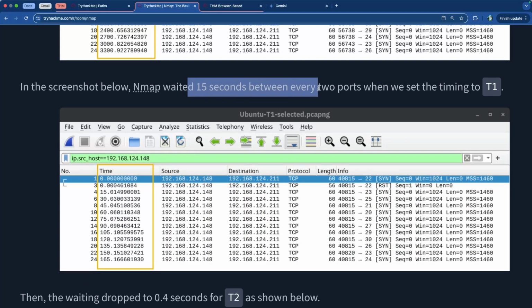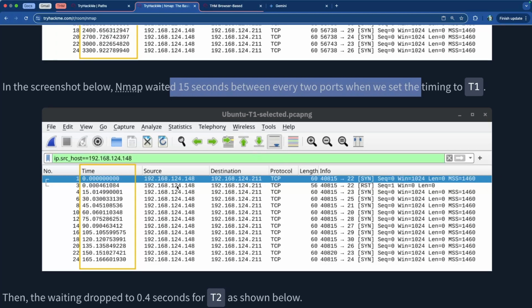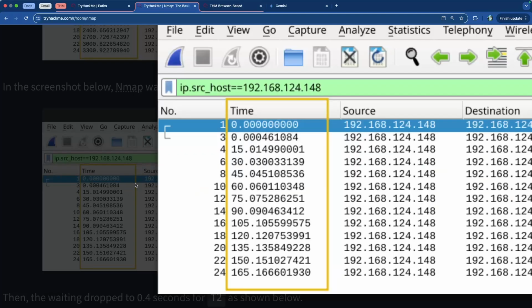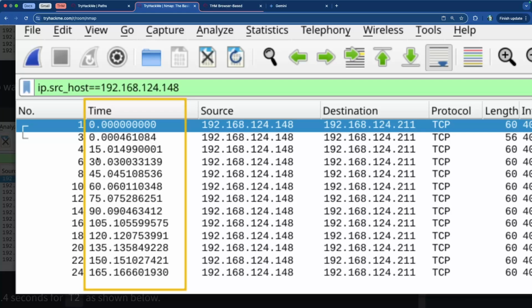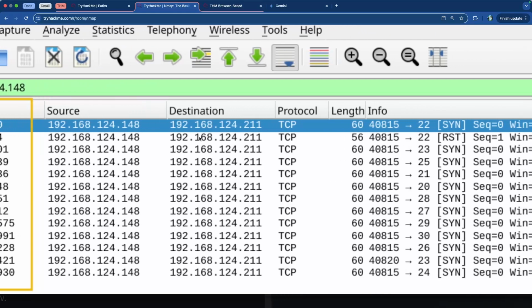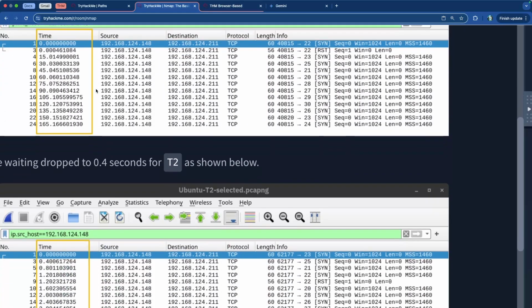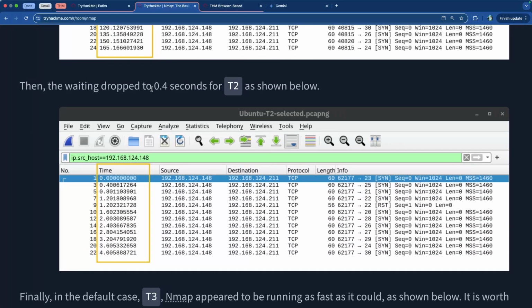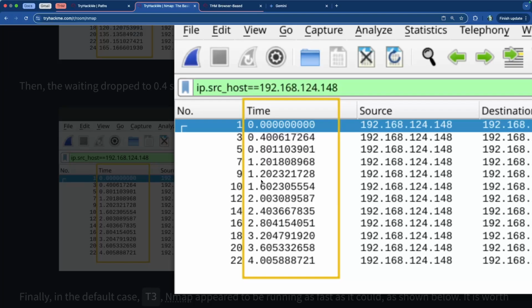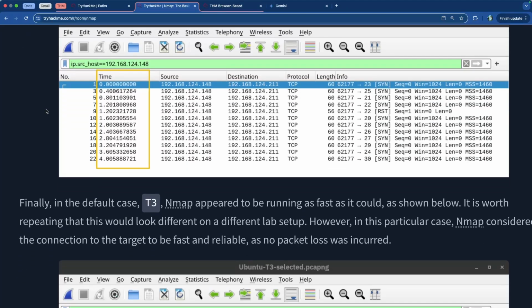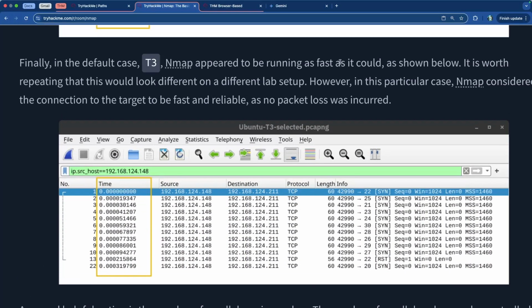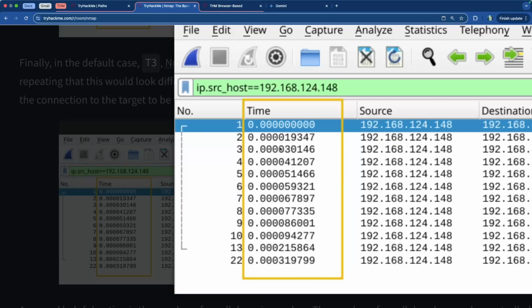This is the one that waited 15 seconds between every 2 ports because we set the timing to T1. And so you can see that here as well, 15, 30, 45, and so on and so forth. Same list of ports right here. And then when we went to T2 and it dropped to 0.4 seconds, you can see that here as well. You can see the progression of how much quicker these ports are. T3 dropped it to running as fast as it could potentially, it's now not even counting in seconds anymore. It's counting in milliseconds, right?